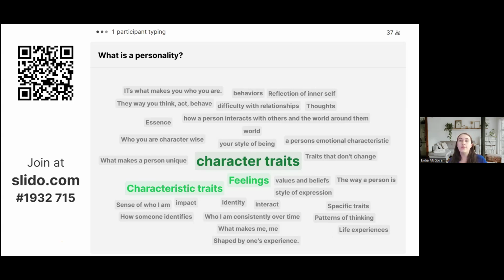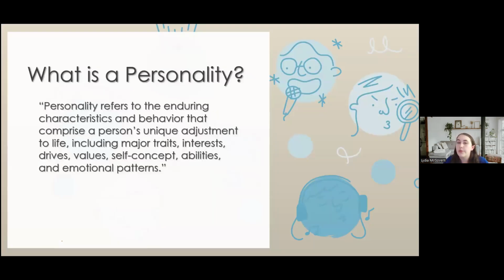So our official definition of a personality is: personality refers to the enduring characteristics and behavior that comprise a person's unique adjustment to life, including major traits, interests, drives, values, self-concept, abilities, and emotional patterns. So very similar to what a lot of you said there. So if that's a personality, what is a personality disorder?